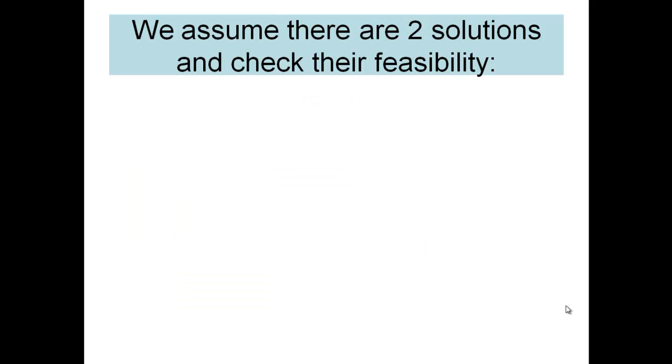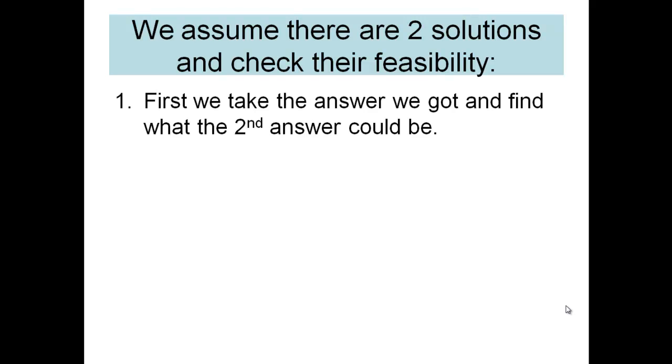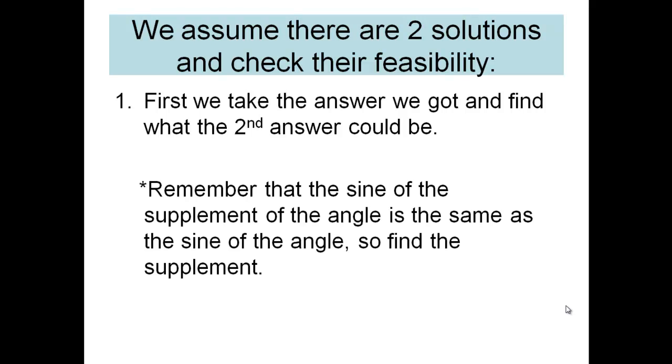So let's do this. Let's assume that there are 2 solutions and check how feasible it is. So first, let's take the answer we got and find out what the second answer could be. Well, how do we find out what the second answer could be? Remember in the last video, I talked about the fact that the sine of a supplement is the same as the sine of the angle. So what we need to do is find the supplement.